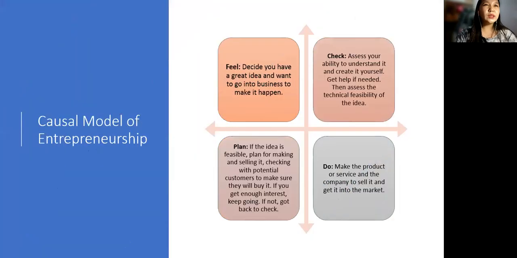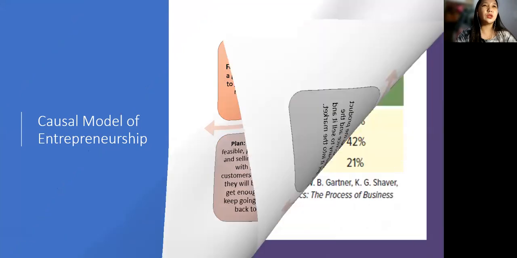Okay, so the second one is the causal model of entrepreneurship. So the second way to think about opportunities in business creation depends on your dreams or ideas about a new or not yet created product or service. This is called the causal model of entrepreneurship. So basically, how do we differentiate the causal model with the effectuation one?